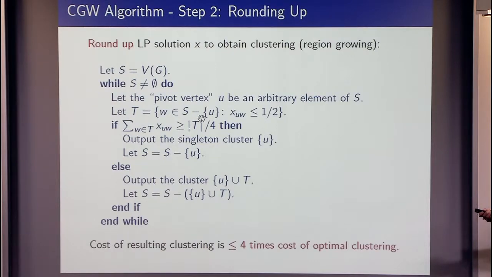And when you do that, you should check that the average weight of that community or that cluster is not too large. If it's too large, you just output a singleton. If it's not too large, if it's less than or equal to t/4, then you form a community by merging all the neighbors that you found sufficiently close to the vertex you picked.